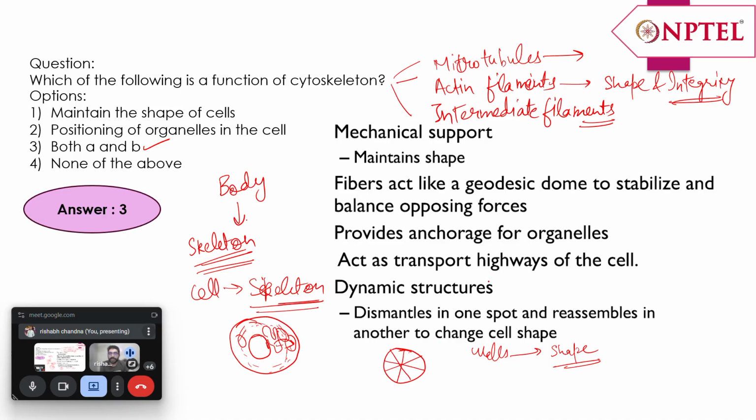Okay, then we have intermediate filaments. They also help in stability, and these are present basically in the nucleus. Okay, so this is how the major cytoskeleton in the cell works. So is this clear, the explanation?